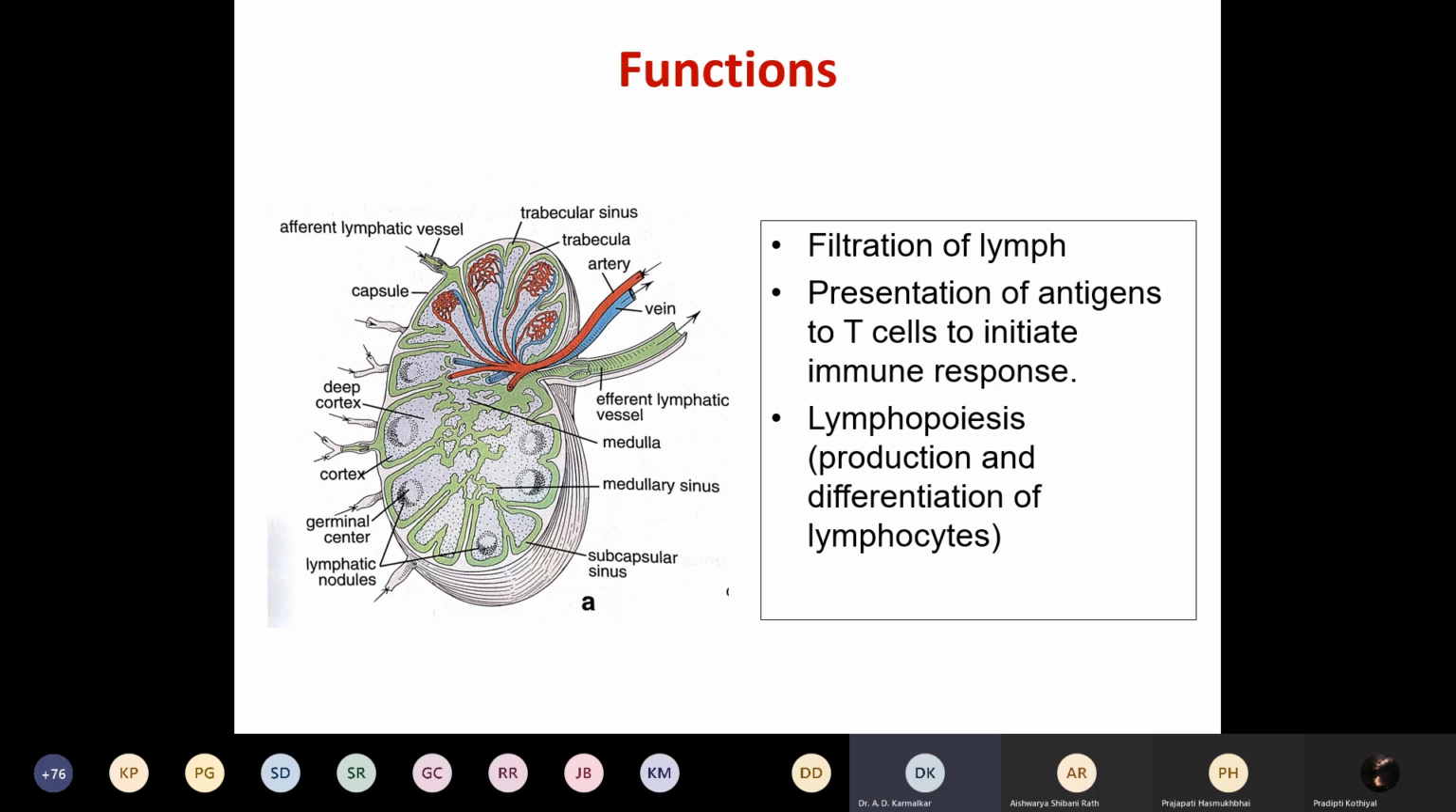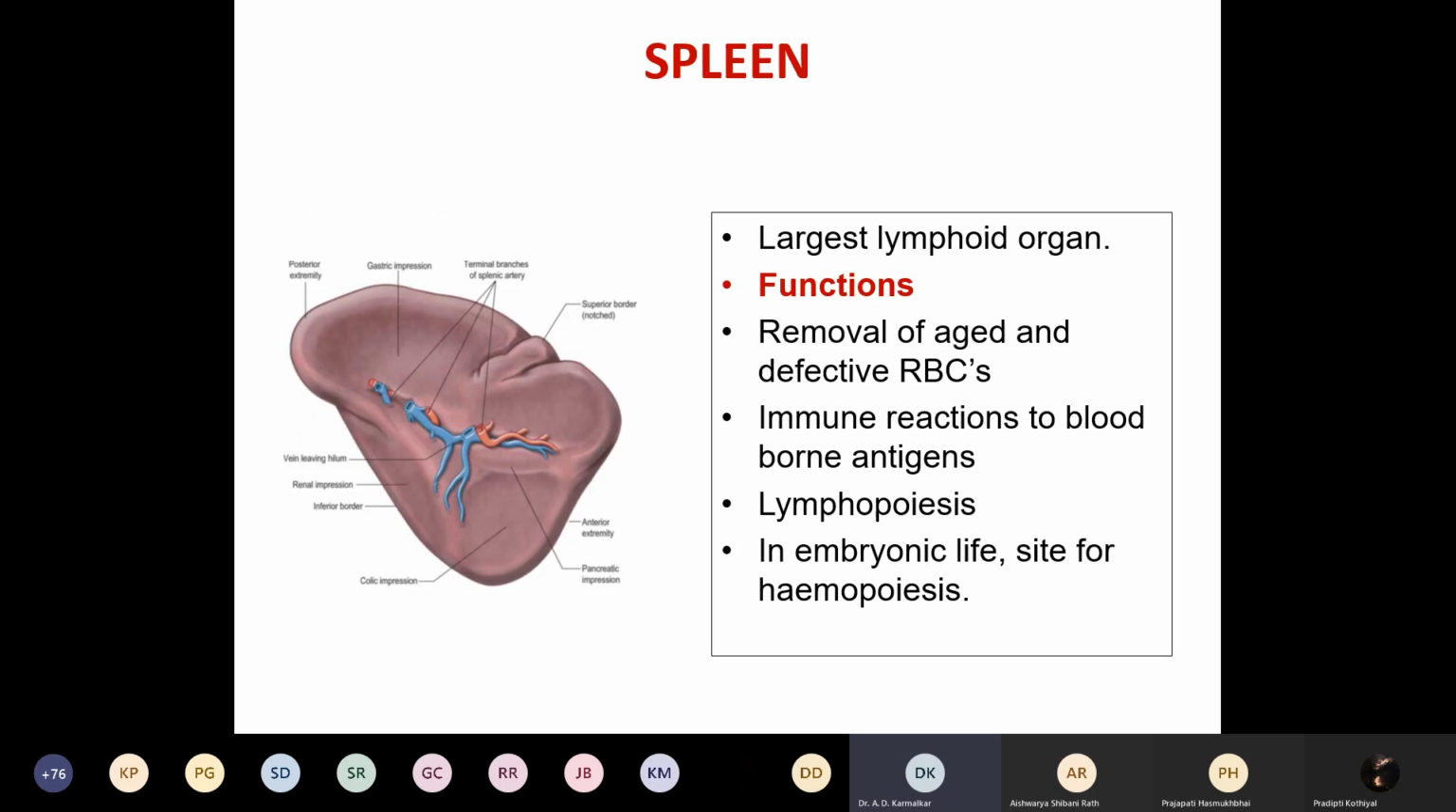So those are the functions of the lymphocyte. Classically, how are we going to identify the lymph node? You can see there is a cortex and the medulla. In the cortex, there are lymphatic nodules. In the medulla, there are medullary cords and medullary sinus. And in between the cortex and the capsule, there is a subscapular sinus. So these are the very important features to identify the lymph node.